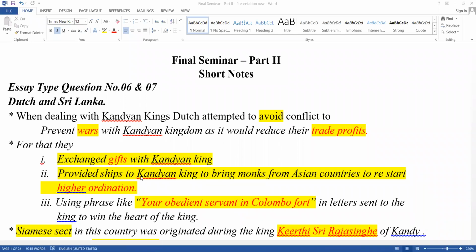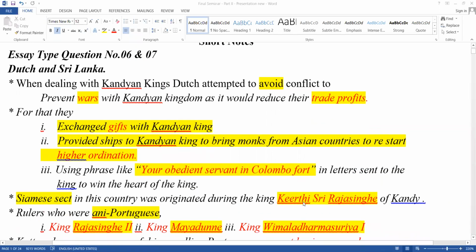However, I told you, only King Kirti Rajasingha brought the monks from Thailand. We call Thailand in the history as Siam. So the Siamese sect had been started in Sri Lanka under the patronage of Kirti Rajasingha. He was the only king who brought the monks from Thailand. And these 3 kings were anti-Portuguese. They were against the Portuguese: King Rajasingha II, King Mayadunne, King Vimaladharmasuriya I.